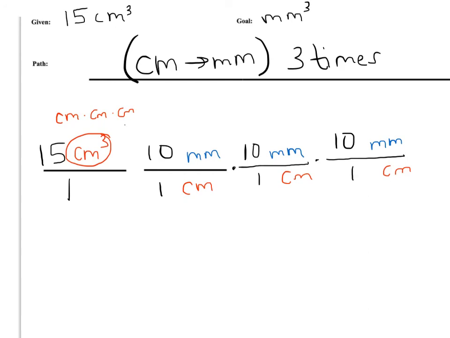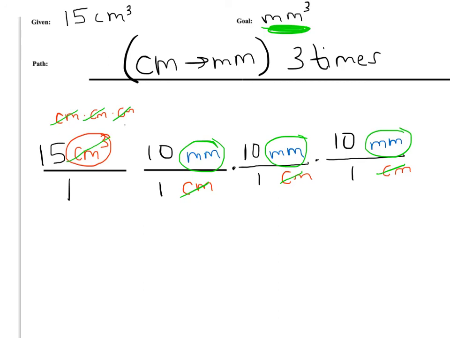I always like to go back and make sure that things cancel out that are supposed to. And since I've written centimeters cubed as a centimeter times a centimeter times a centimeter, I notice that one of these cancels with one of these, and so on. I'm left with millimeter times millimeter times millimeter, which is going to give me millimeters cubed.